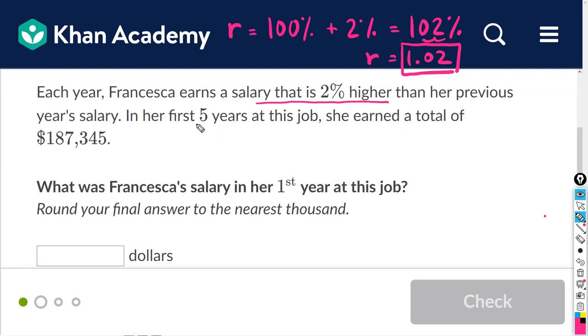Now it says first 5 years on the job, so N is going to equal 5. And she earned a total of this number here, so that is going to be the sum.